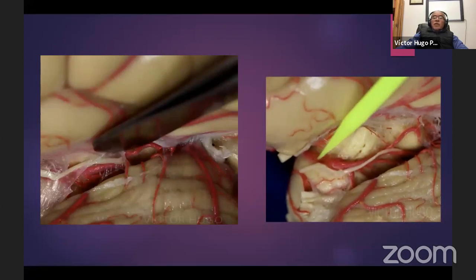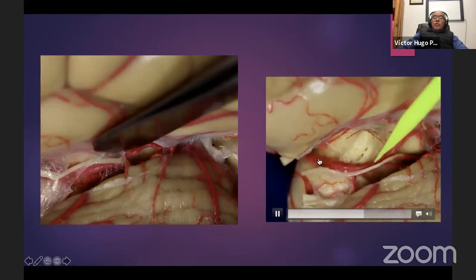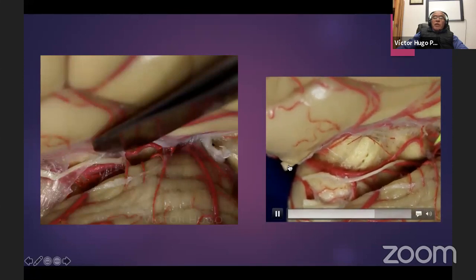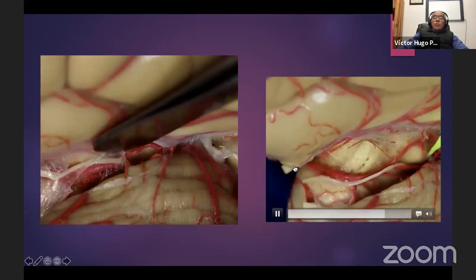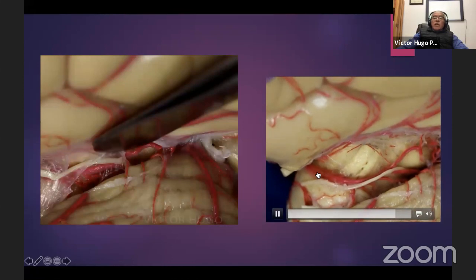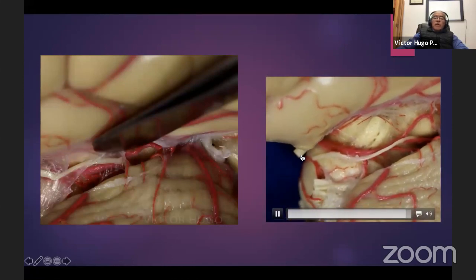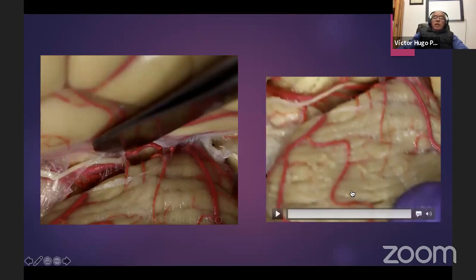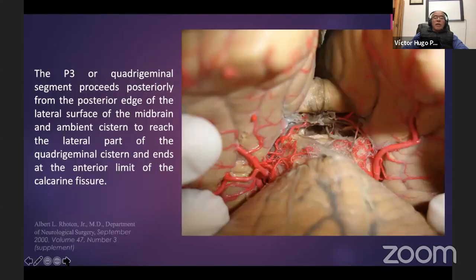And this artery is a superior cerebellar artery. Here we can see the oculomotor nerve, and just remember that this is a very important landmark. The artery above this oculomotor nerve is the posterior cerebral artery, and the artery below is the superior cerebellar artery.